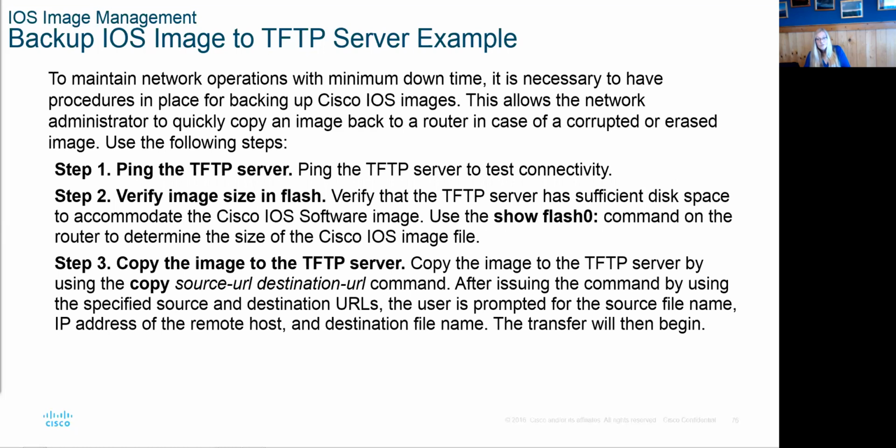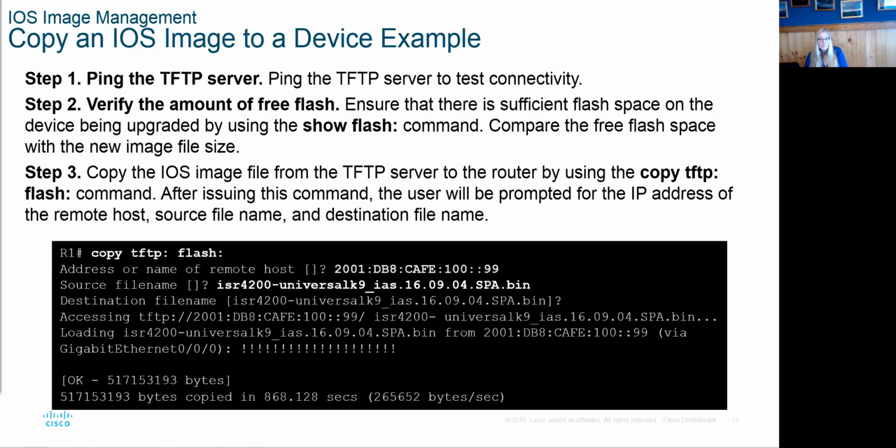With regard to how you're going to do it, you always want to ping the server to be sure that you can reach it. You're going to do a show flash to see the size of the IOS file. And then you're going to copy source URL to destination URL, so copying it to the TFTP server. When you are copying it to the device, you're also going to ping it.